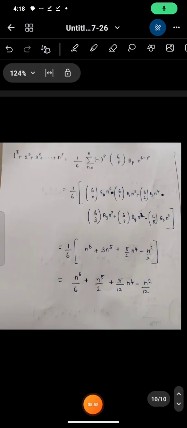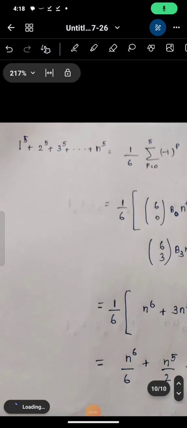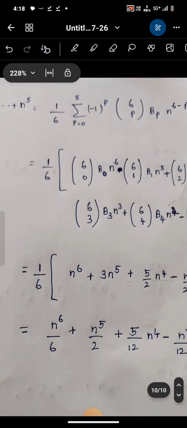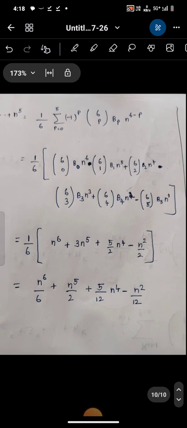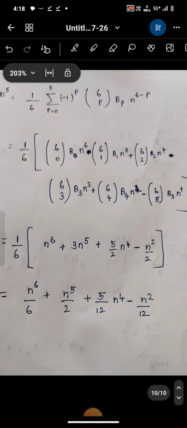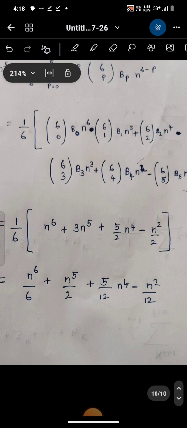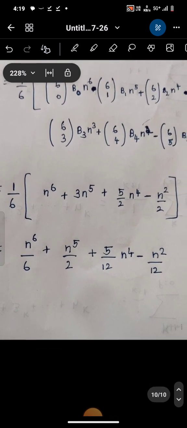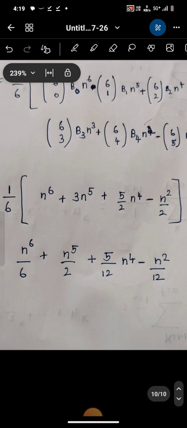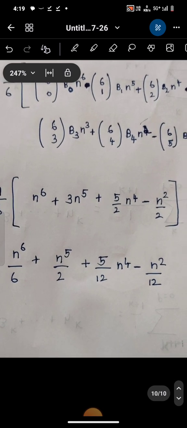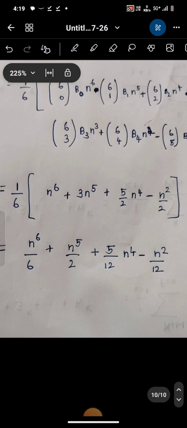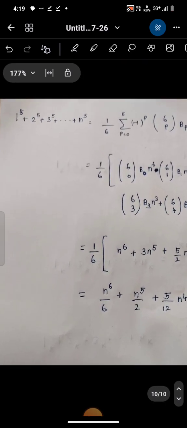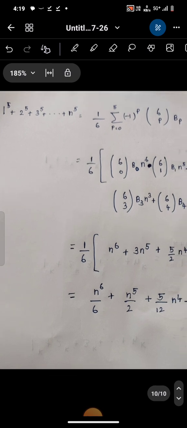So initially I asked what is the sum of fifth powers of n natural numbers. So it is calculated with the above formula as follows, and the final expression is n power 6 divided by 6 plus n power 5 divided by 2 plus 5 divided by 12 times n power 4 minus n square divided by 12. It is the sum of fifth powers of n natural numbers.